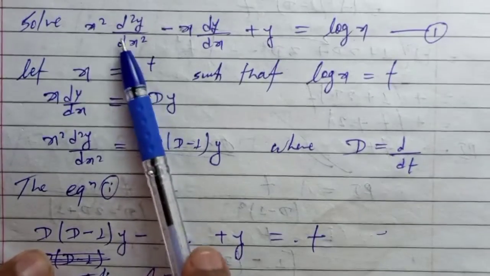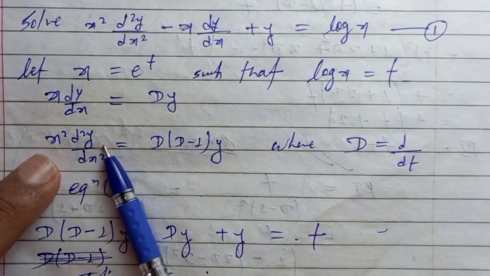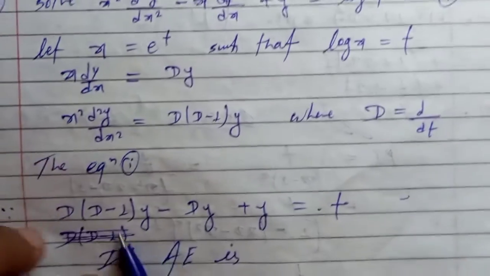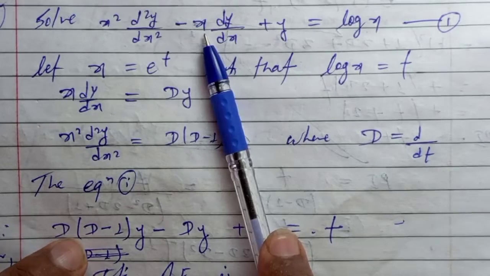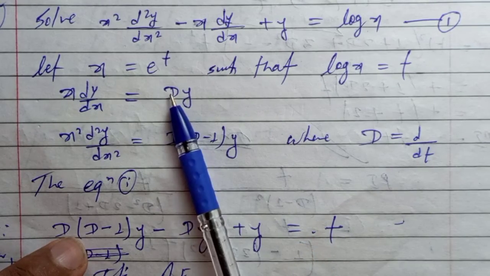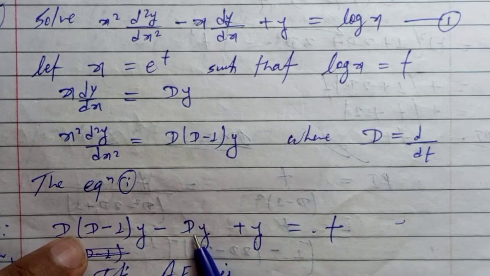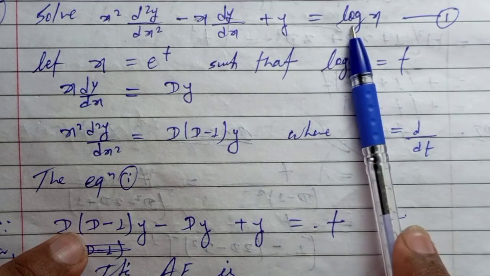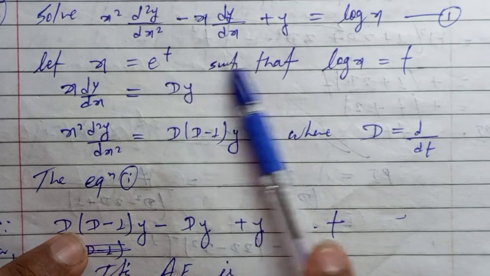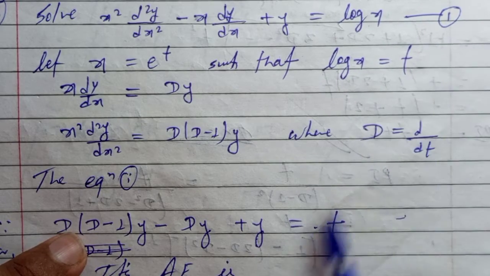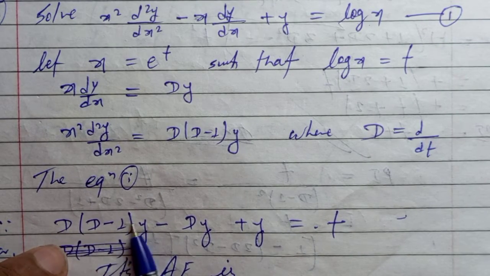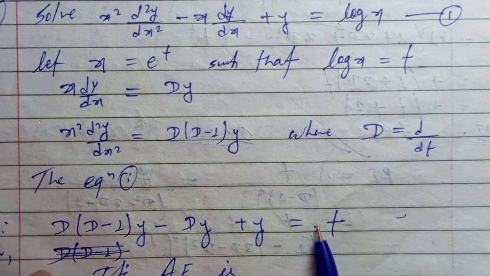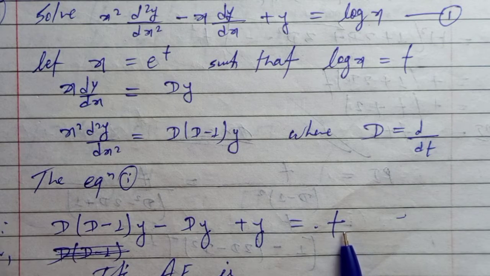Wherever there was the second derivative with x square, we substituted D bracket D minus 1 y, and wherever there was x dy by dx, we replaced it by Dy. Then we got Dy plus y is, as usual, equal to the right hand side. The right hand side is log x, and by our substitution log x is equal to t. So it becomes t. Finally, this is our required symbolic equation. And now from here we will follow the general process as we were solving previously.